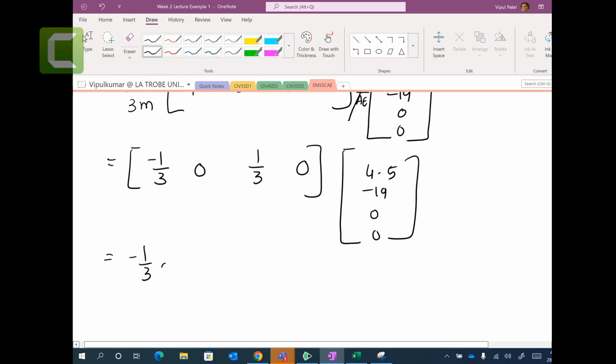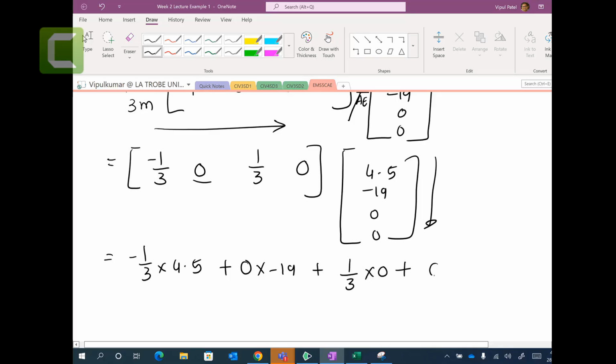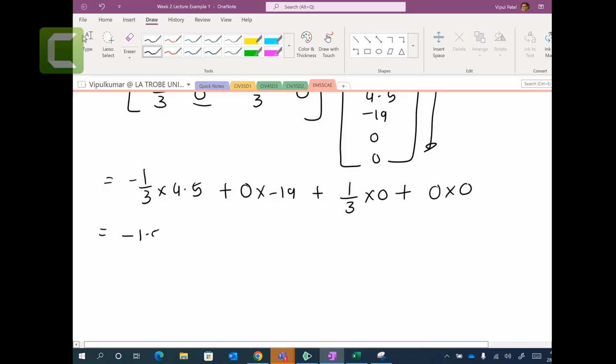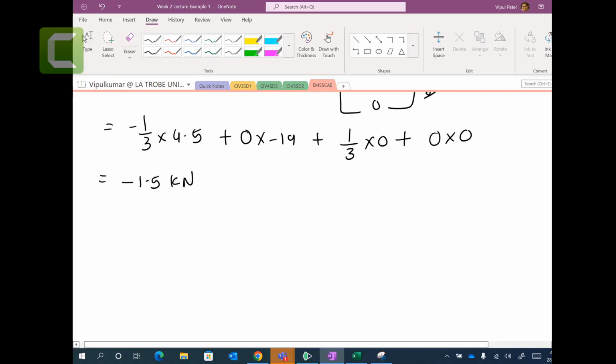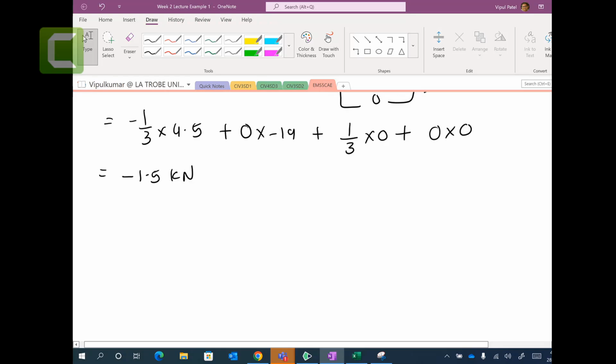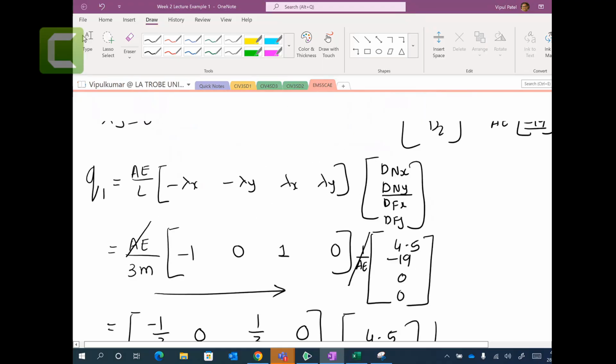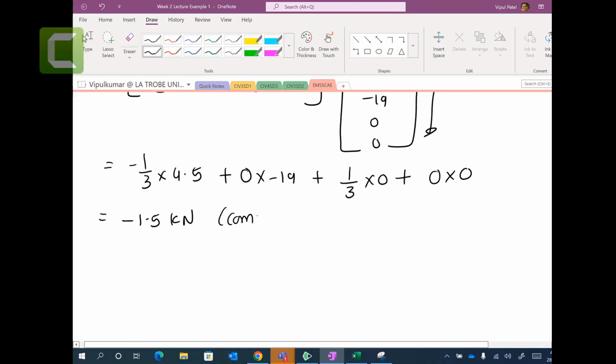So minus 1 over 3, we can just do horizontal times vertical, times 4.5, plus 0 times minus 19, plus 1 over 3 times 0, plus 0 times 0. So 4.5 divided by 3 is minus 1.5 kilonewtons. The minus sign indicates that it is in compression. Okay. And similarly, we can do Q2. So this one is in compression.